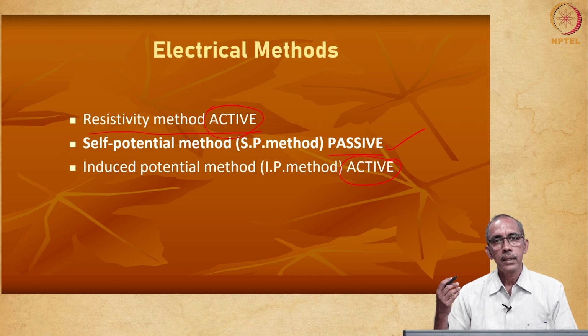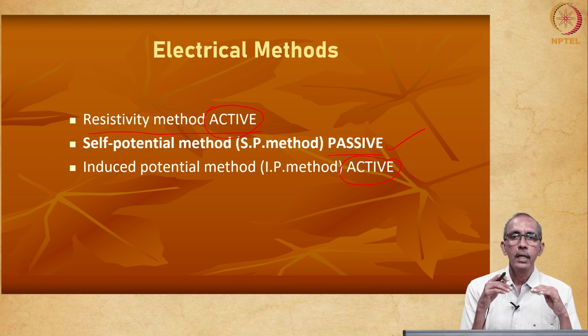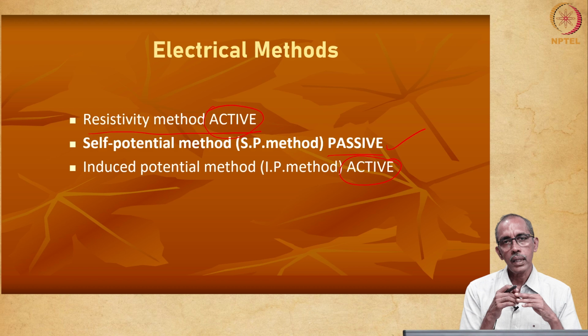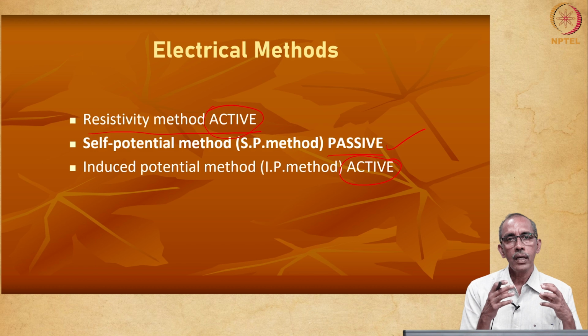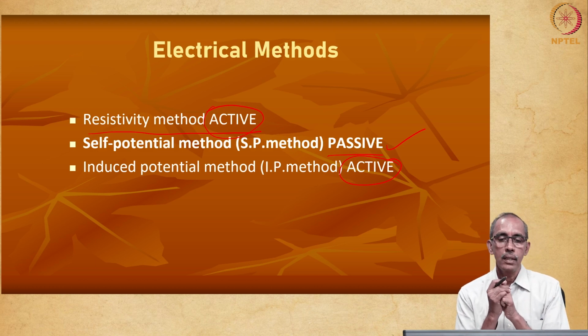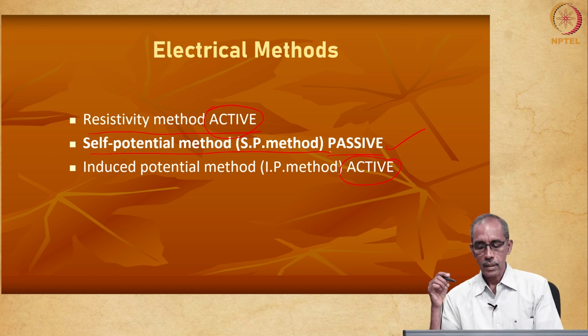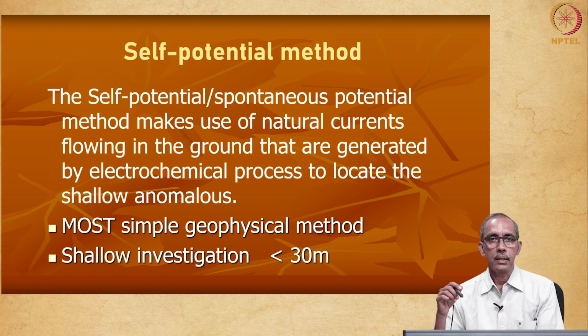Active methods are the methods in which we transmit some signal into the earth, and we study the response of that. That is what is known as active method. In passive method, we just measure some of the phenomena or signals that exist naturally below the surface of the earth. So, self-potential method is one such method, which is a passive method.